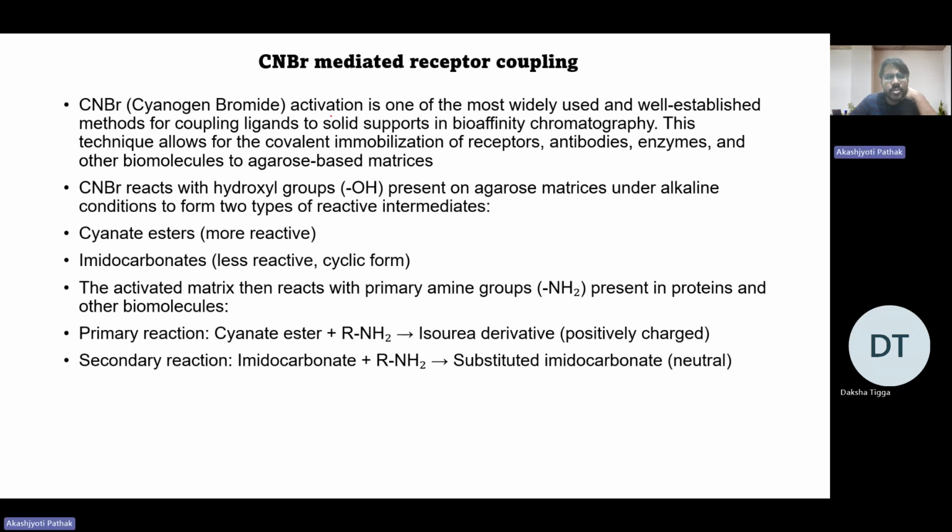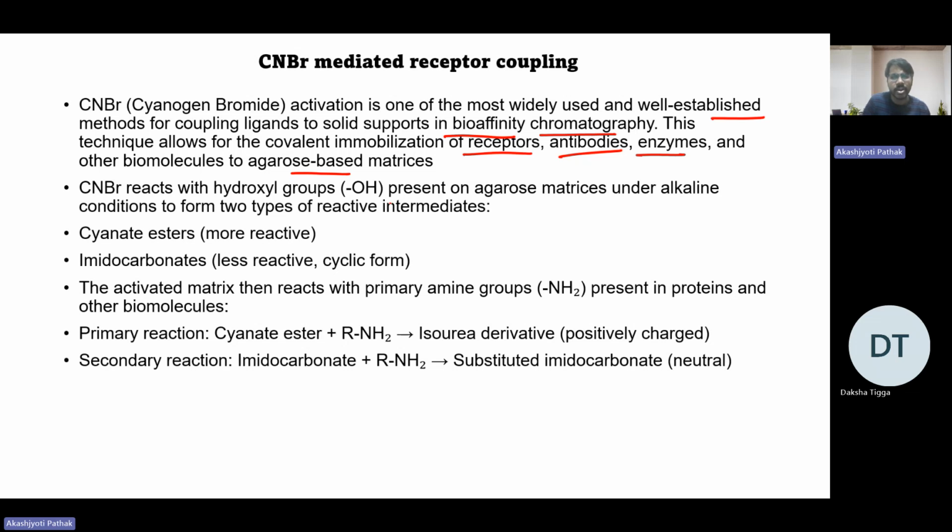So basically, cyanogen bromide activation is one of the most widely used and well-established methods for coupling ligands to solid supports in bioaffinity chromatography. How can you use cyanogen bromide for coupling your antibody to your matrix? That is what is explained here. This technique allows for the covalent immobilization of receptors, antibodies, enzymes, and other biomolecules. So if you want to covalently immobilize your receptor, antibody or enzyme to your matrix, then you can use this cyanogen bromide.